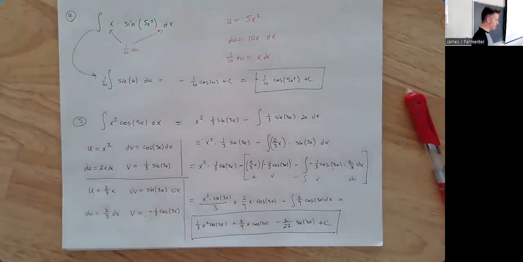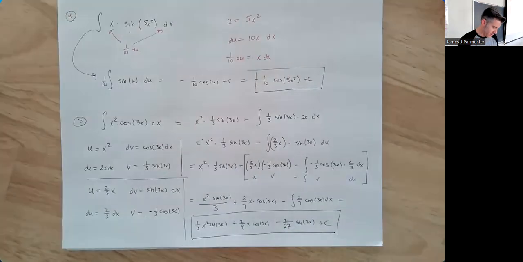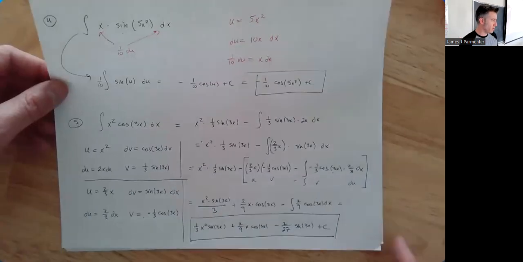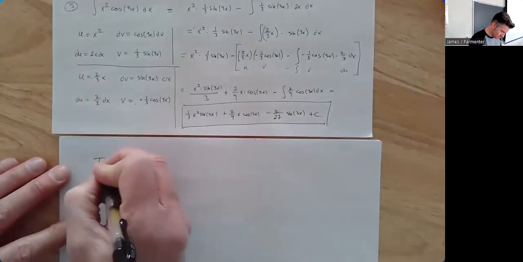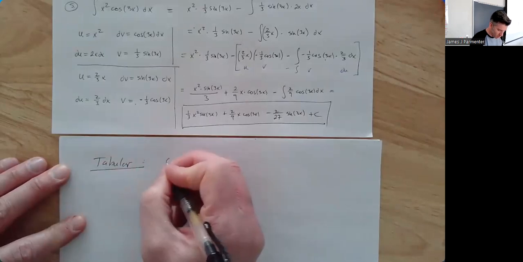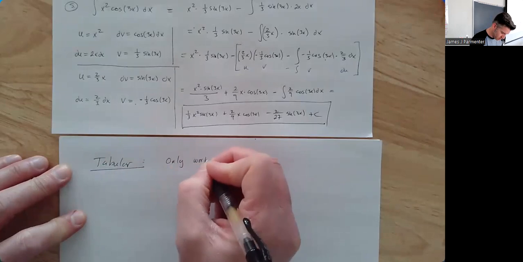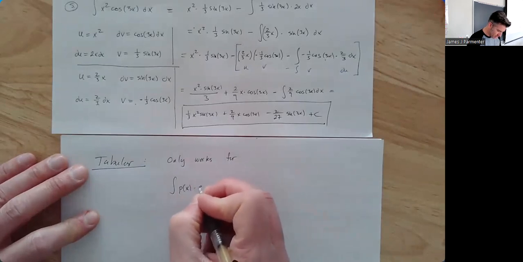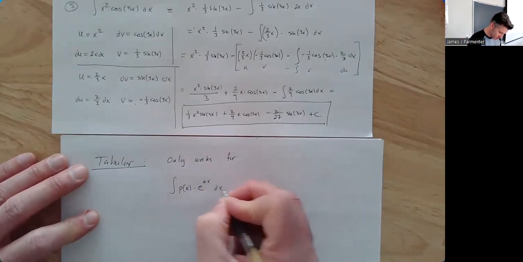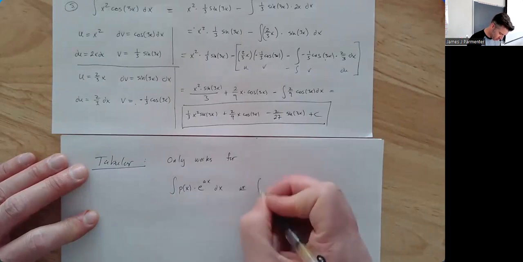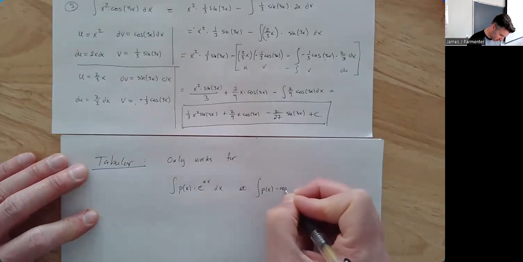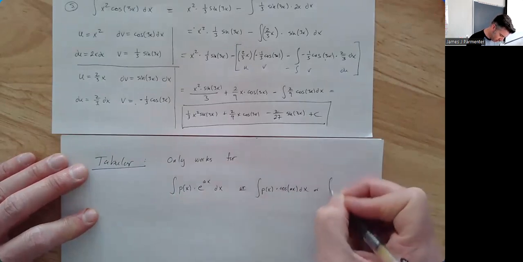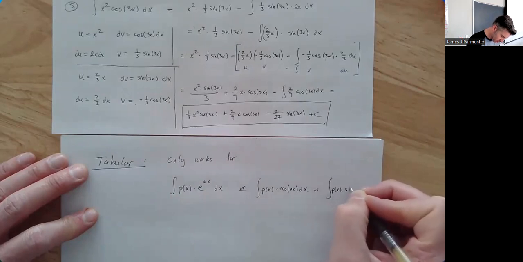Yeah, question. I would say this is a great example of why the tabular method is excellent. So let me stress a lot: there are only 3 types of integrals you can use the tabular method for. Tabular only works for the following types of integrals. The integral of a polynomial times e to a constant times x, or a polynomial times cosine of a constant times x, or a polynomial times sine of a constant times x.